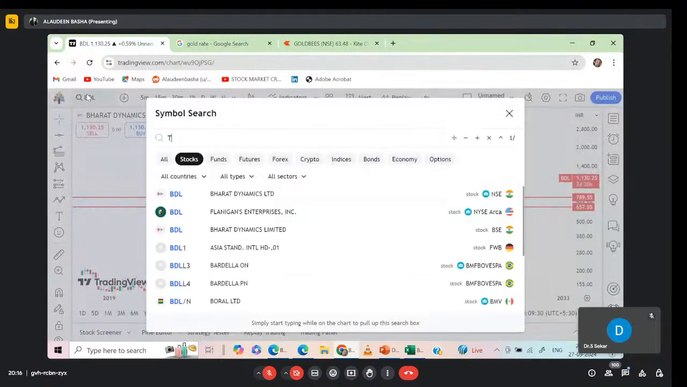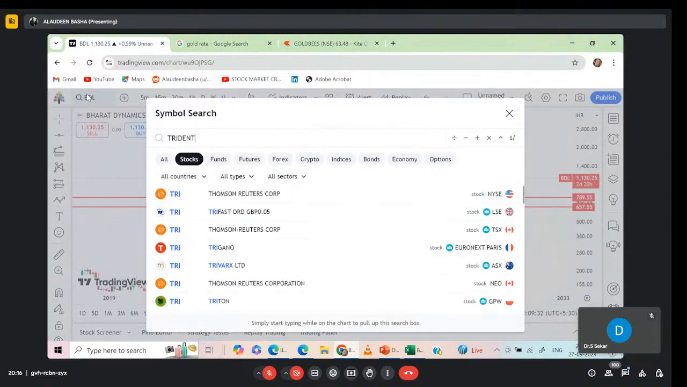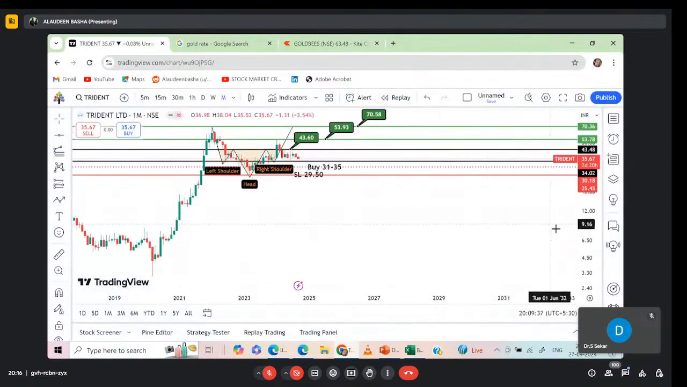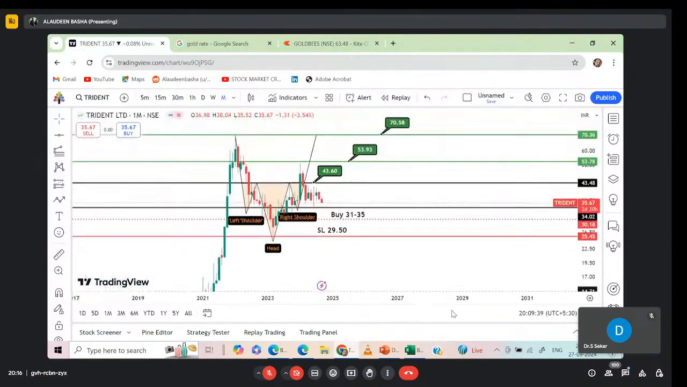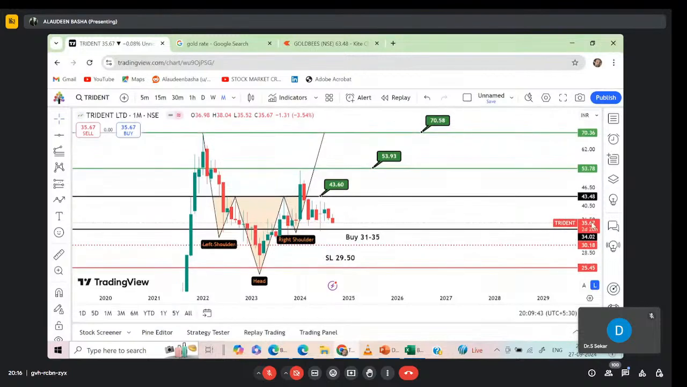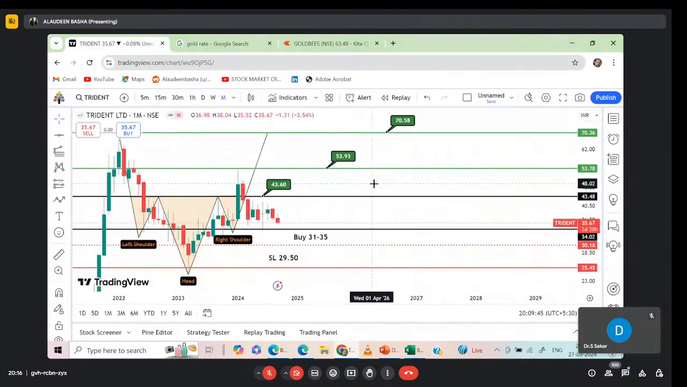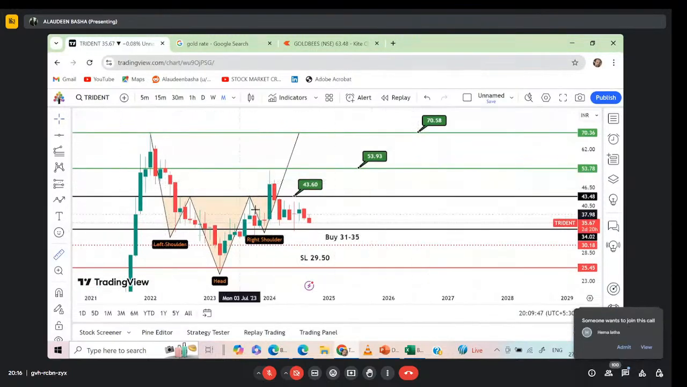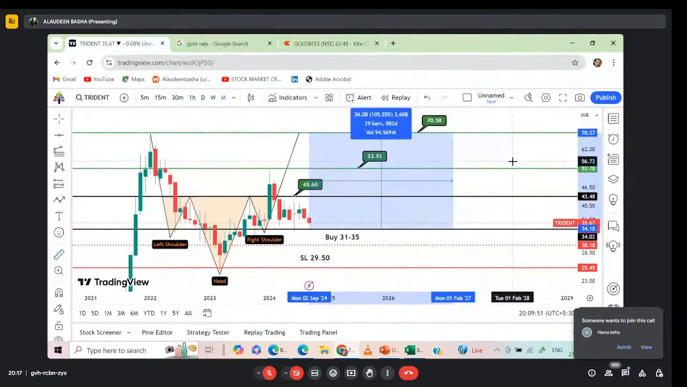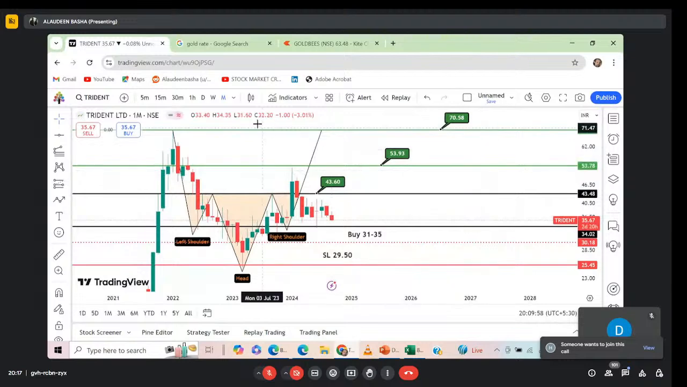The first one is Trident. The Trident price is now 31.33 something. I already analyzed this stock. It will move from here to 70. That means 100%. The stop loss is 29.50. It's a very, very important one.